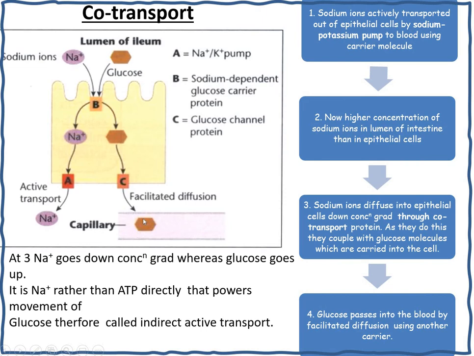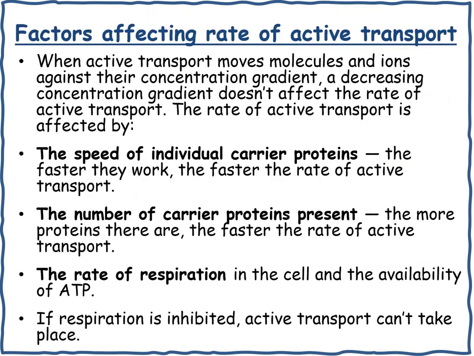Now it's important to bear in mind that active transport of glucose only happens once the concentration of glucose is lower in the lumen of the ileum than the epithelial cell. Initially, the glucose will be taken into the blood by facilitated diffusion. It's only when the glucose has to go against its concentration gradient that active transport starts to happen.